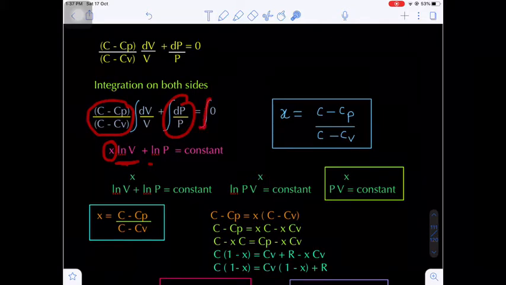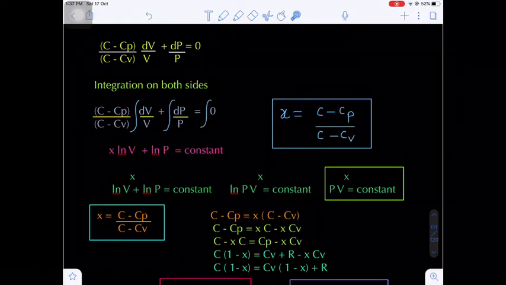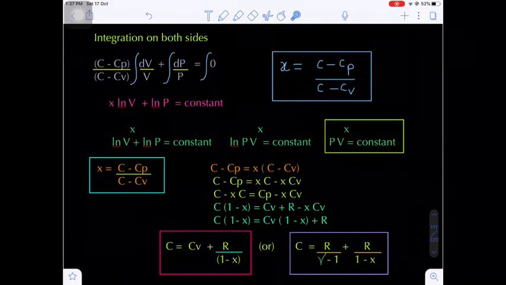Do you know the integration of 0 is nothing but a constant, because the differentiation of a constant will be 0? That's why the integration of 0 will be what? Constant. Okay, now we know log a plus log b is nothing but log of ab, so ln of p into v to the power of x is a constant.